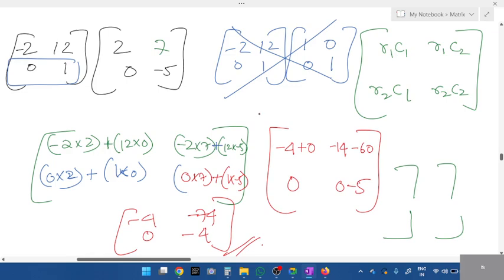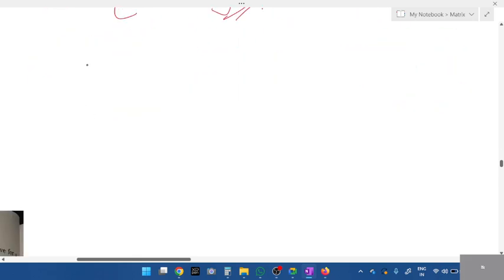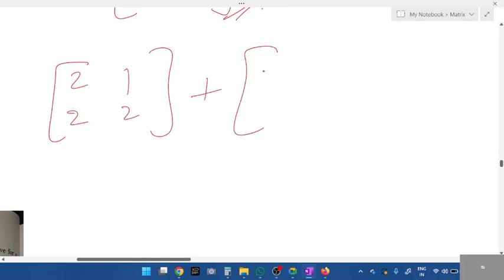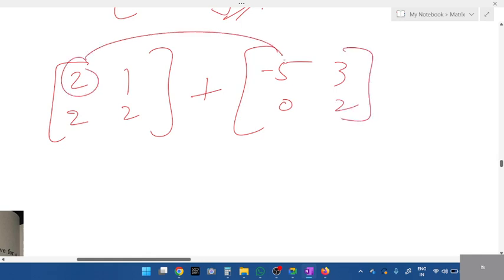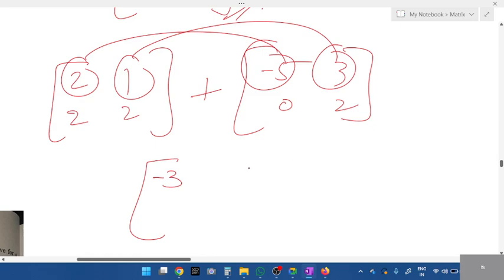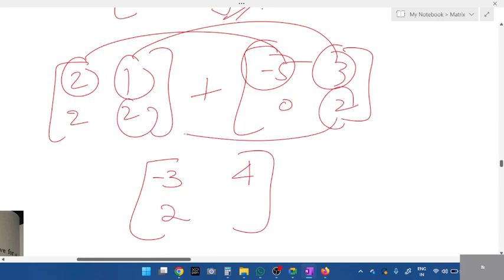Multiply. Addition subtraction is easy, students. Add and subtract with the same number. Look here. 2, 1, 1 plus minus 5, 3, 0, 2. If it is addition, just add this. What is 2 minus 5? Minus 3. What is 1 minus 1 plus 4? 1 plus 3? 4. 2 plus 0 is 2. Again, 2 plus 2? 4. This is addition. Subtraction, use plus into minus rule.